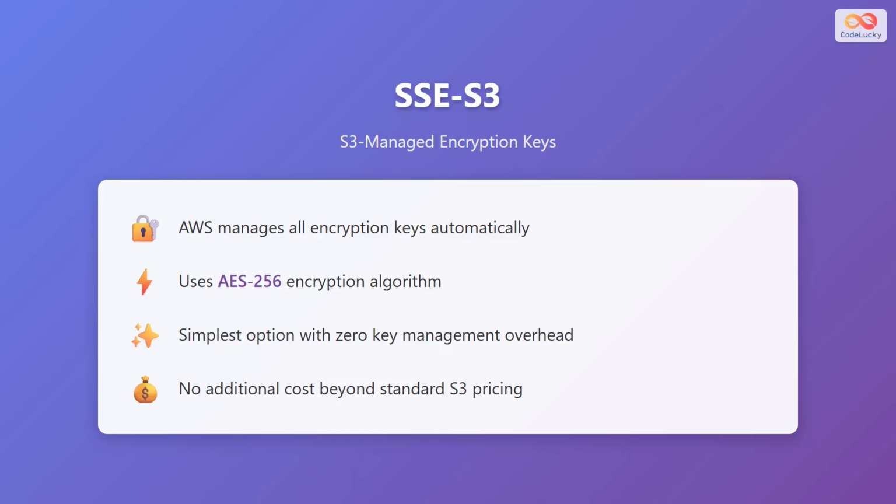SSE-S3 is the simplest encryption option. With SSE-S3, AWS automatically manages all encryption keys for you. It uses the AES 256 encryption algorithm, which is a highly secure industry standard. This option requires zero key management overhead on your part, making it ideal for most use cases. Best of all, there's no additional cost beyond standard S3 pricing.